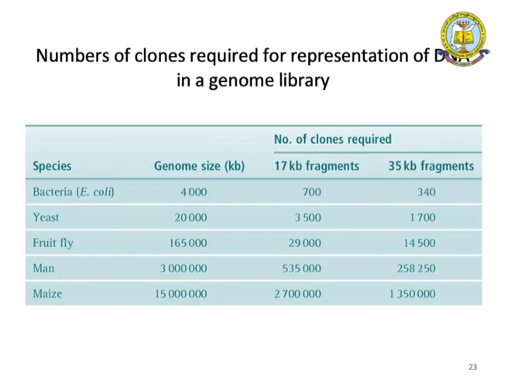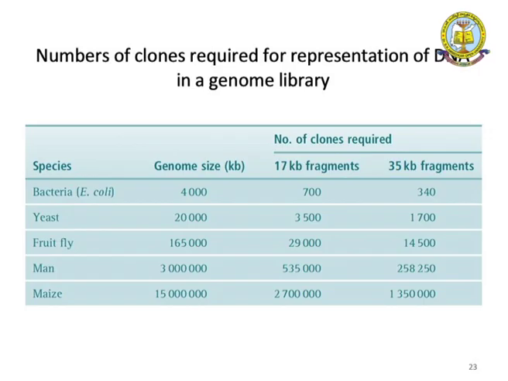See here in the table the number of clones required for recombinant DNA technology in a genomic library. The best bacterial example is E. coli. For E. coli, the genome size is 4000 kb. How many clones are required? With 17 kb fragments, 700 clones are needed, and 35 kb fragments are also utilized, needing 340 clones.